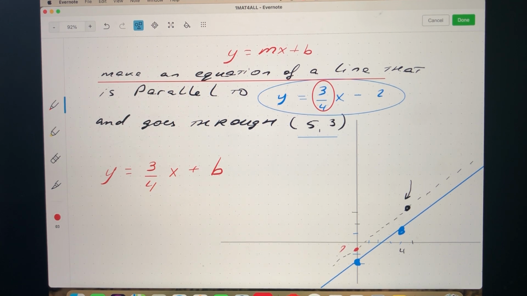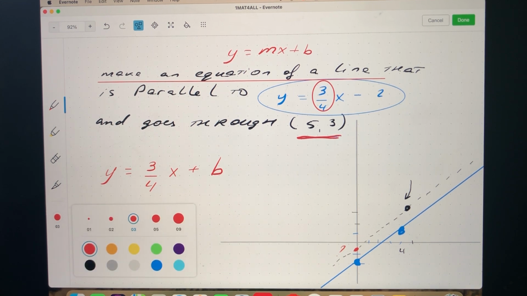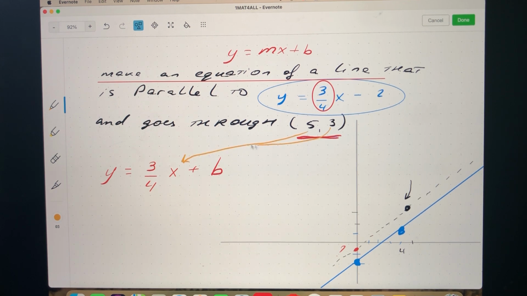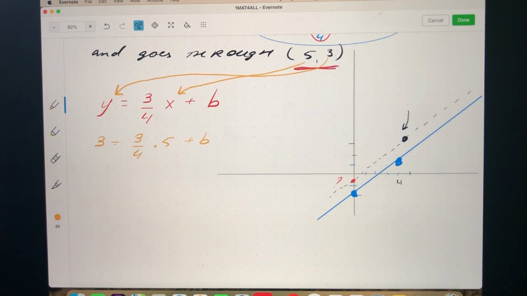So to find the b, we just need one point. We were given it right here. And that point says that if x happens to be 5, then the y should be 3, and that will find us the b. So y is 3, the x is 5, the only thing left is the b, and we can do this with a calculator if we wanted to. All we need to do is minus 3/4 times 5 from both sides. So minus 3/4 times 5 from both sides, that's the b.